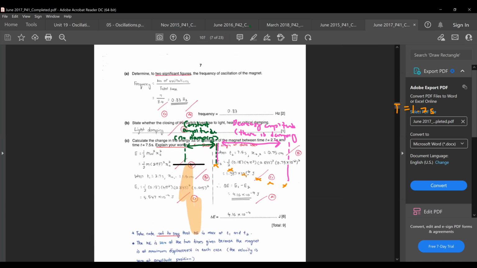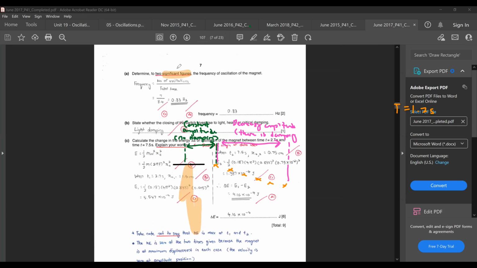The frequency, to two significant figures, you can actually just say is the reciprocal of your period. So it's 1 divided by 1.2, giving you 0.83 hertz. Specifically, the question requested 2 significant figures. Don't write it to 3 significant figures.